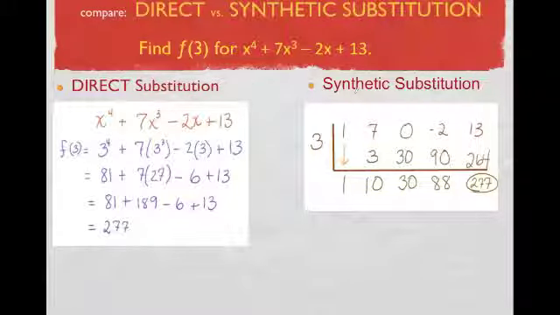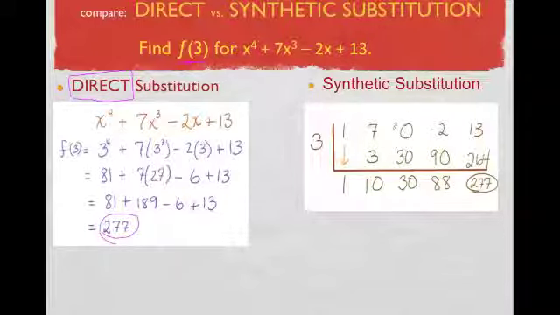Now there's also direct versus synthetic substitution, and synthetic substitution is the same process as synthetic division. If I ask you to find f of 3 for x to the 4th plus 7x cubed minus 2x plus 13, you could put it in your calculator and use direct substitution. When you use direct substitution, for each one of the x's, you're putting in 3. Then you use your arithmetic skills, you add, multiply, subtract, and you end up with 277.